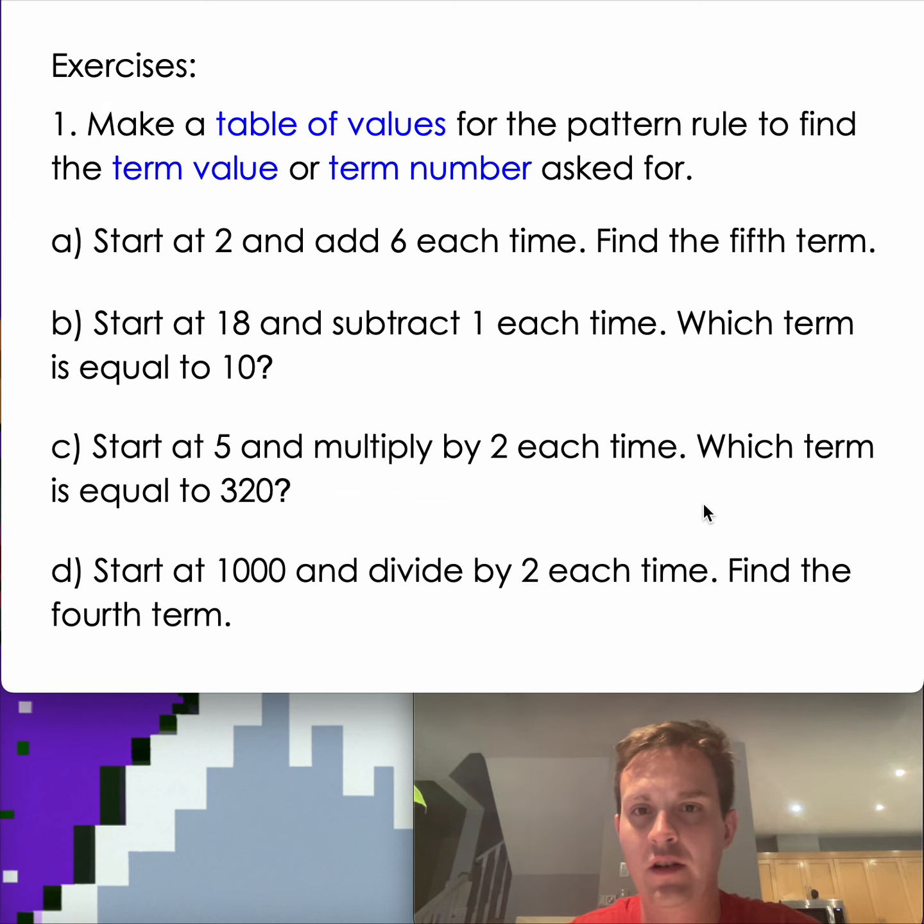All right, here are some exercises. Make your own table of values for the pattern rule and find the term value or term number asked for. There's 4 questions. A, start at 2 and add 6 each time. Find the 5th term. B, start at 18 and subtract 1 each time. Which term is equal to 10? C, start at 5 and multiply by 2 each time, which term is equal to 320? And D, start at 1,000 and divide by 2 each time, find the fourth term.